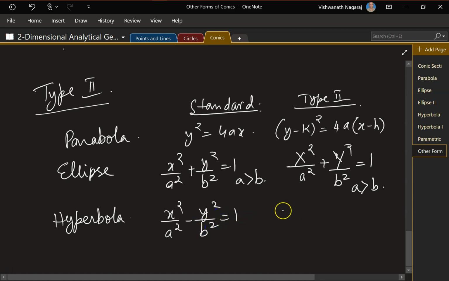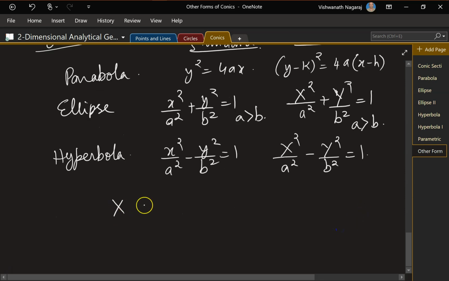No condition. It becomes x square by a square minus y square by b square is equal to 1. So here x becomes x minus h. So here what I have put as a capital X and capital Y, it is actually x minus h. Y is y minus k.